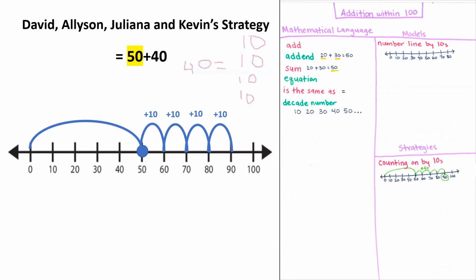Emily said to jump 4 times because that is jumping 4 more tens. So 50 plus 10 plus 10 plus 10 plus 10. Each jump is a group of 10. 50 plus 40 is the same as 90.